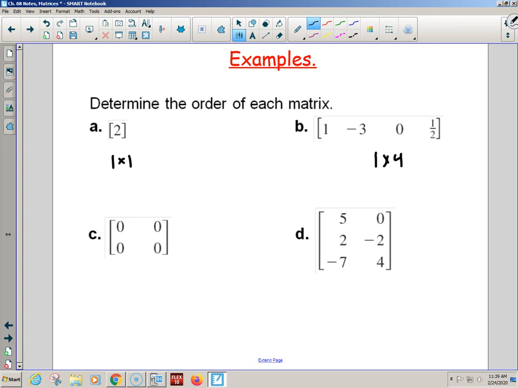How about this one? 2 by 2. How about this one? 3 by 2. 3 by 2.